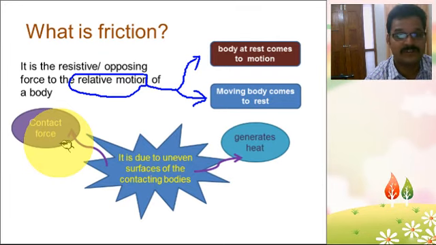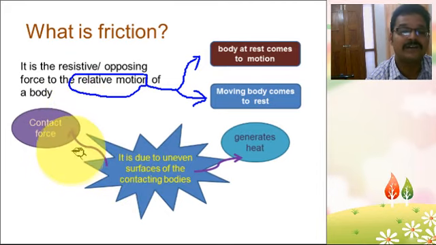Microscopically, those surfaces are rough, or in another way we can say the surfaces are uneven, and frictional force is generated due to the uneven surfaces of the contacting bodies. If the uneven surfaces are high enough, then the frictional force is also high. If the uneven surface is low, then the frictional force is also less. So let me explain you more about this.